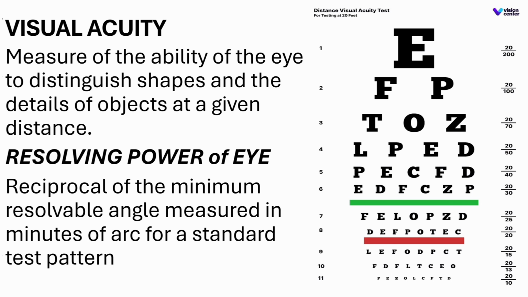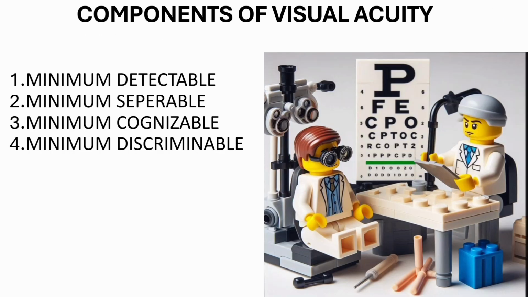Simply, visual acuity tells how clearly we can see, how well your eyes can see small details like reading letters on the chart. Next slide, we see the types of visual acuity. First one, minimum detectable. Second one, minimum separable or resolvable. Third one, minimum recognizable or cognizable. Fourth one, minimum discriminable or hyperacuity. Now we can see them one by one.